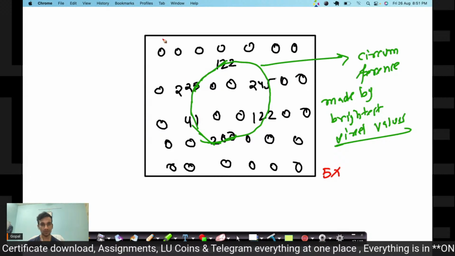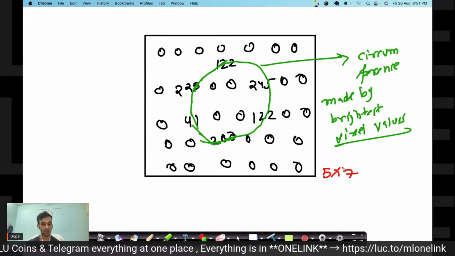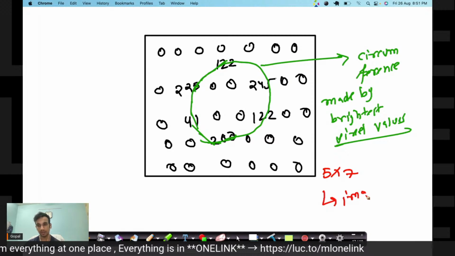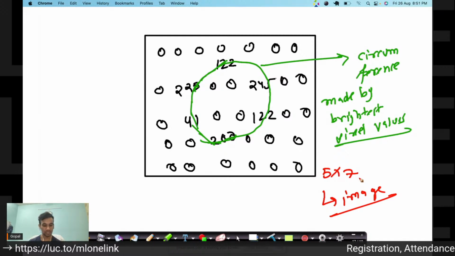5 rows and 1, 2, 3, 4, 5, 6, 7 columns. This is a 5 cross 7 image, right? 5 pixels and 7 pixels, 5 by 7 pixel values. So you must have also heard it, or actually seen it.